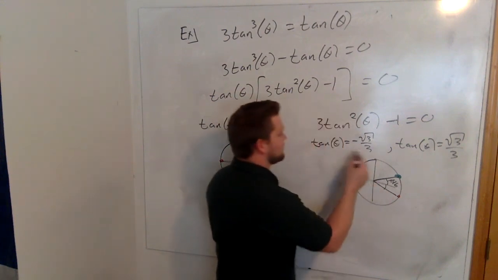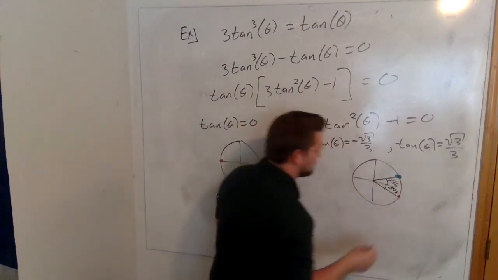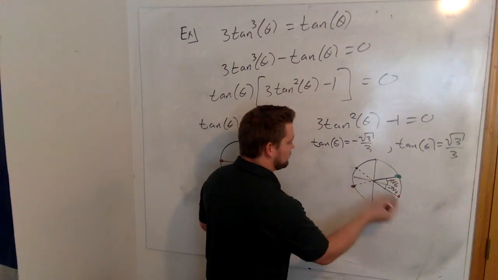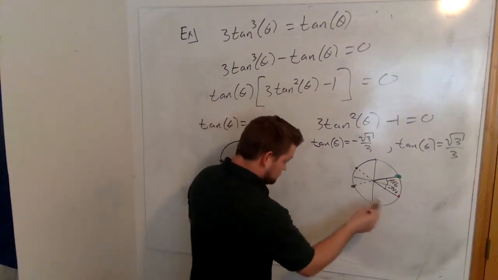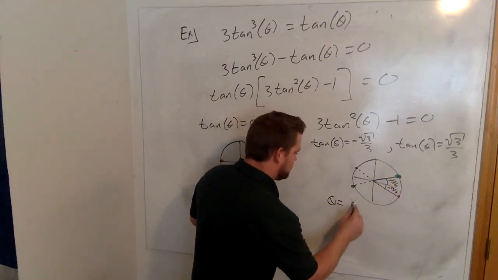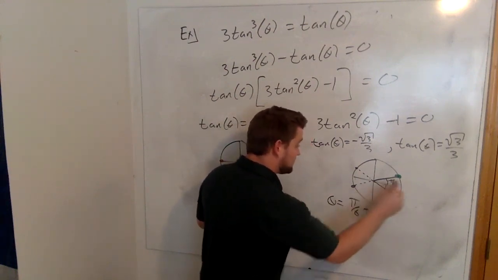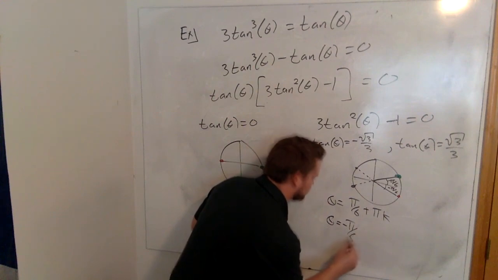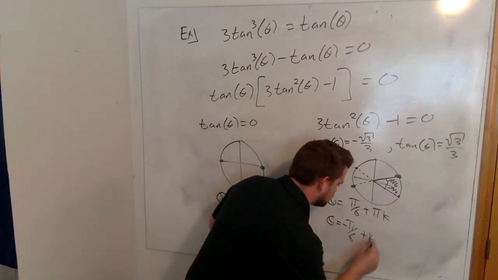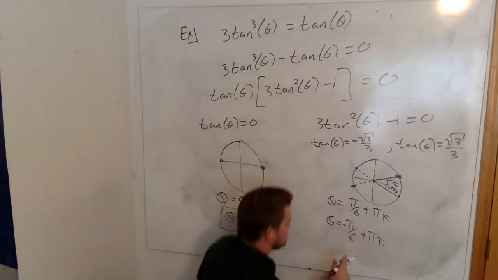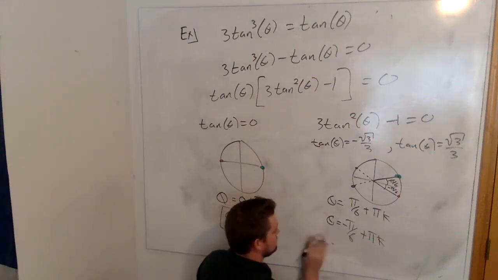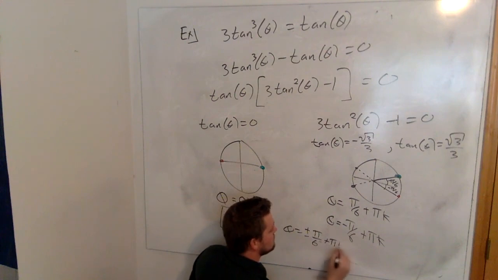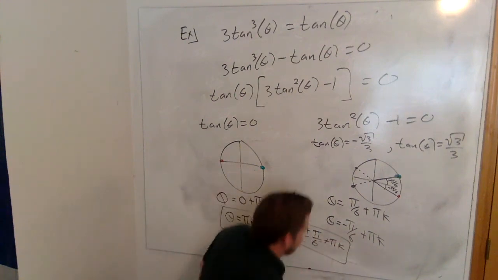So this will be at, your calculator would tell you a negative pi over 6, but there's this location over here that also gives you that same slope, and there's a location over here that also gives you that same negative slope. So we could say that theta could be equal to pi over 6 plus pi k, or theta could be equal to negative pi over 6 plus pi k. But you could condense this even more by just saying that theta could be equal to plus or minus pi over 6 plus pi k. And this is the answer here.